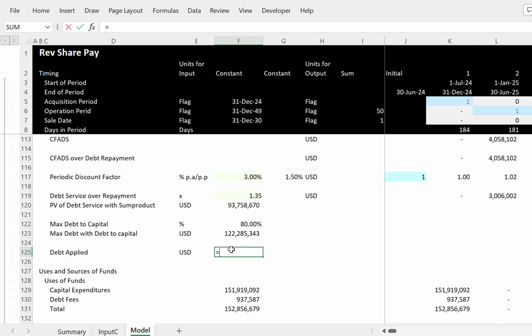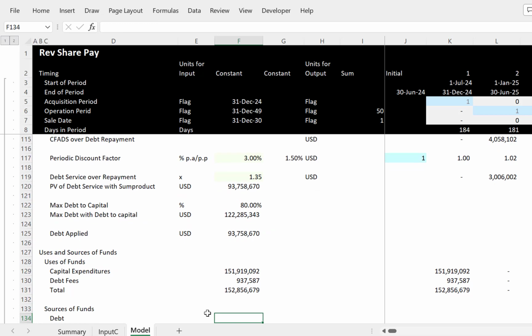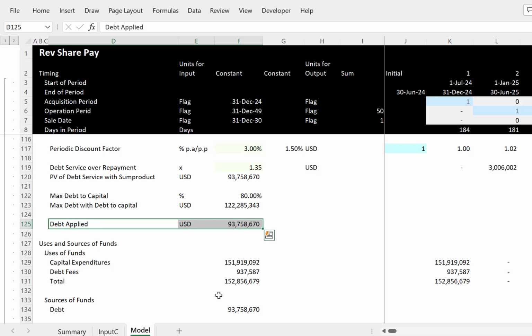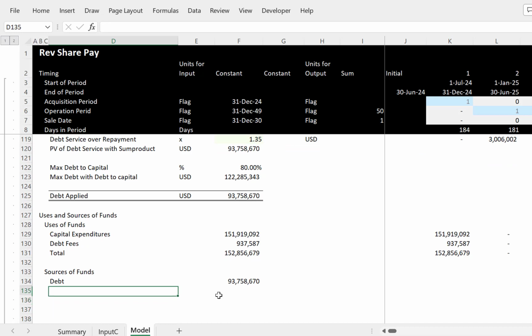So the bank always takes the minimum. They would take the lesser of this or this. Okay, and so right now our total debt is this. Okay, and maybe since it's so important, we should shift control G. How's that? And then equity is the remainder. Okay, and right now, okay, and then let's put total, of course.